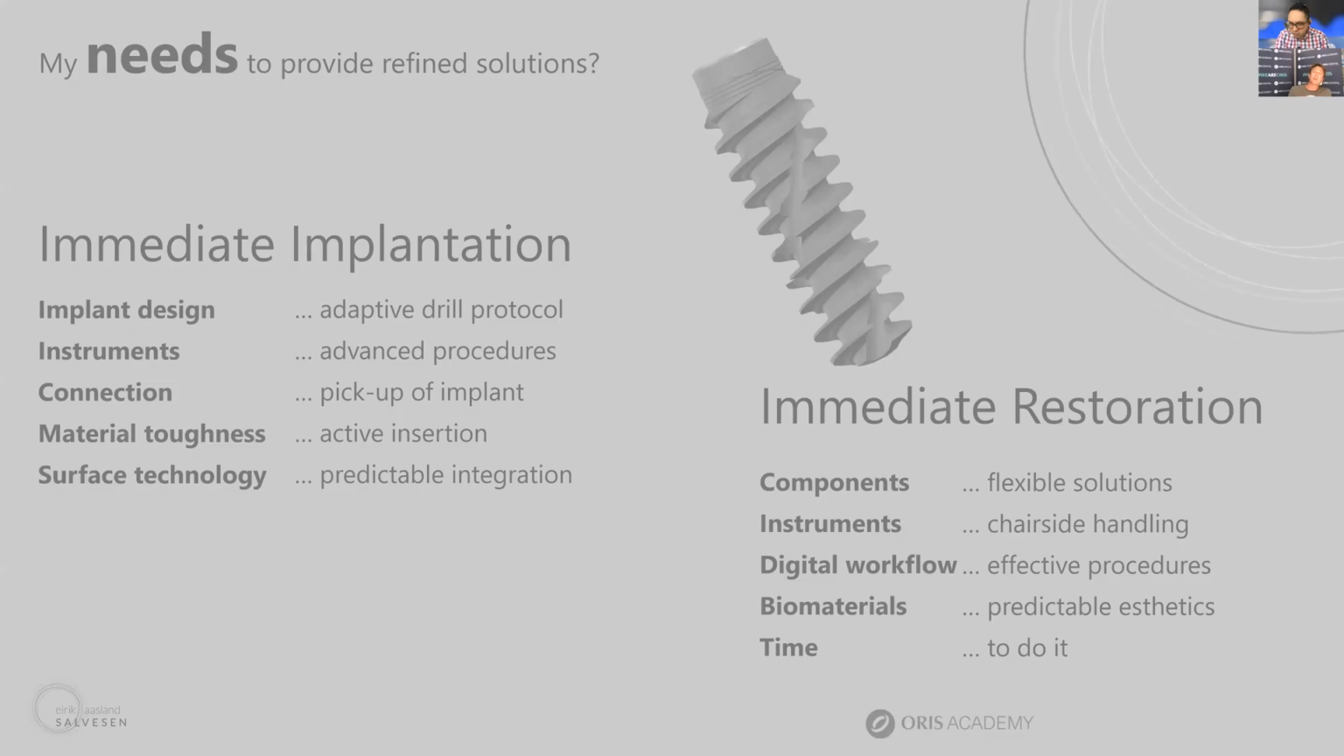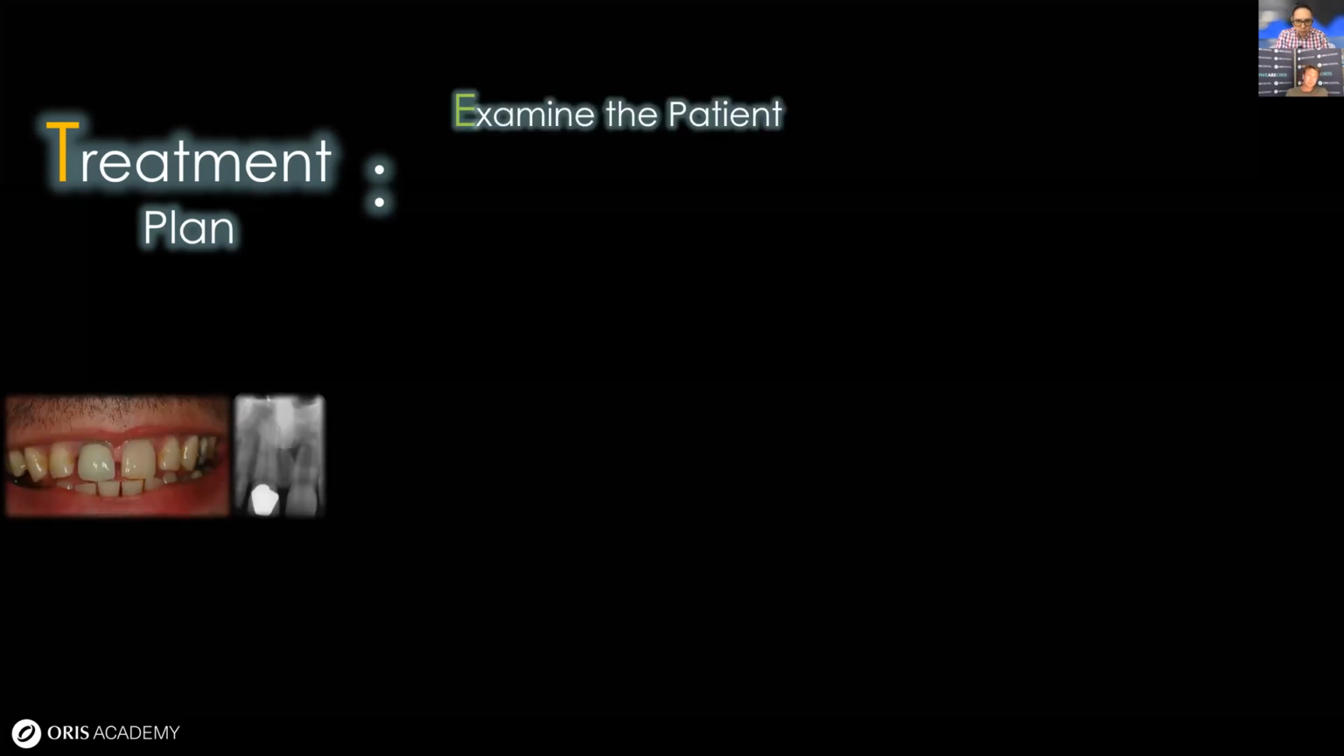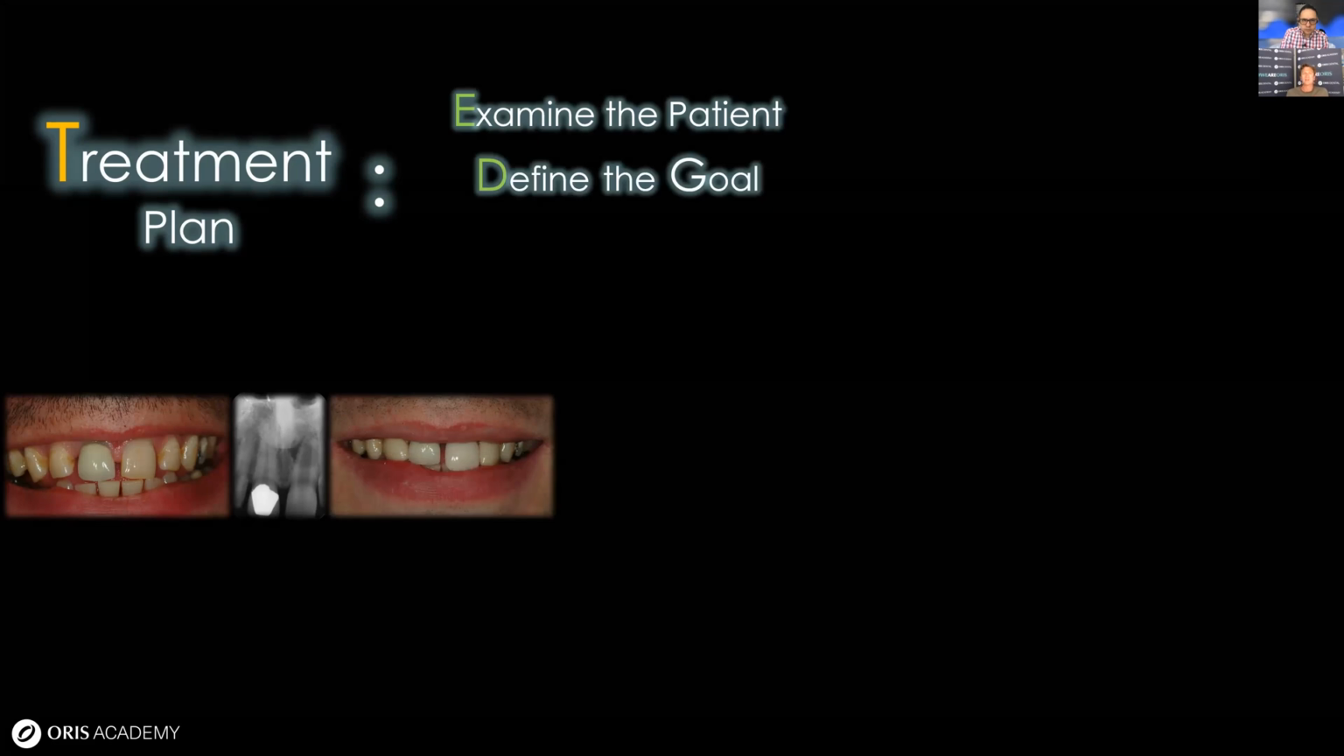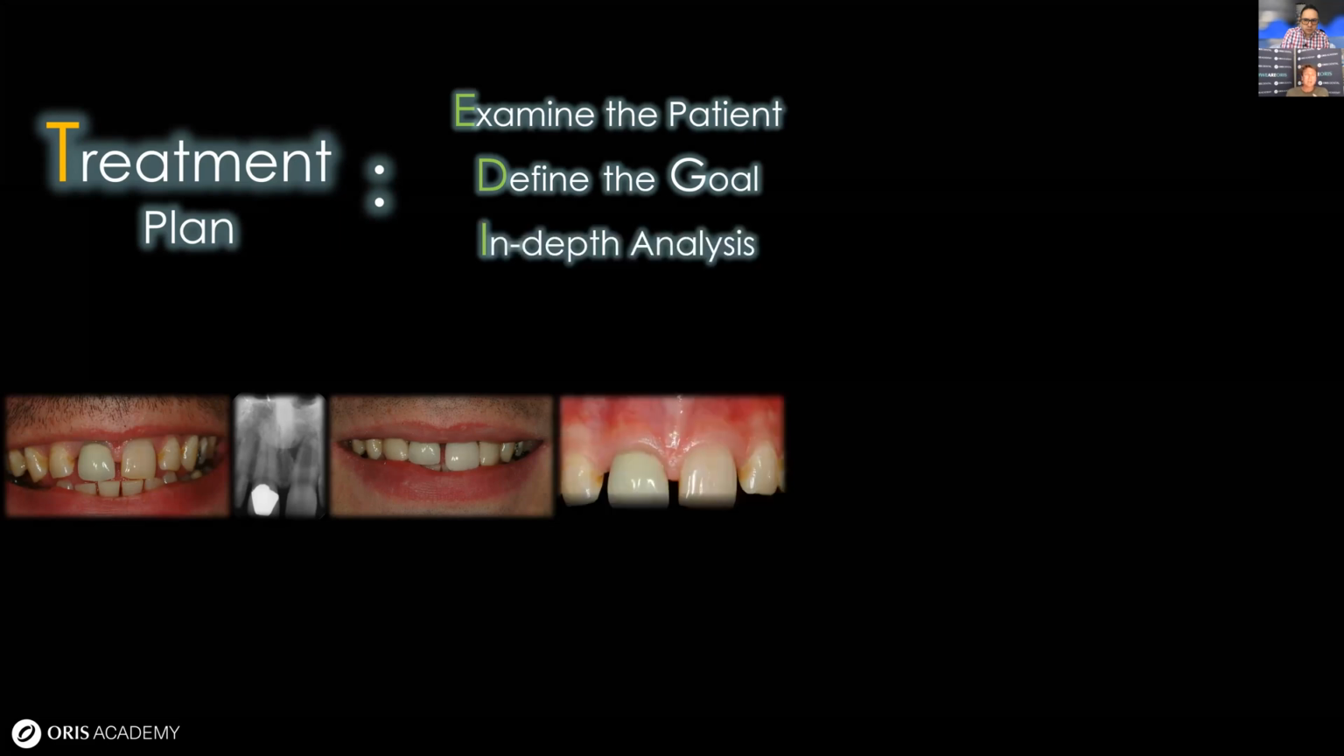So let's sum that up a little bit. Okay, we have a case, we're going to make a treatment plan. So we do an examination of the patient. Together with the patient, this is important, we define the goal. It might be like in this case, there's a wax up, we're increasing the vertical height of the teeth, we're adjusting the smile line, but do the evaluation in the beginning.